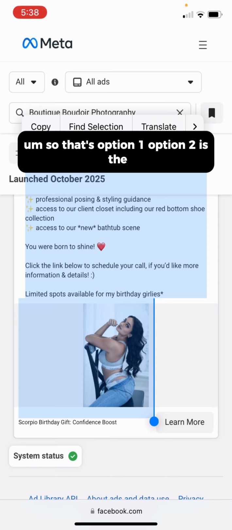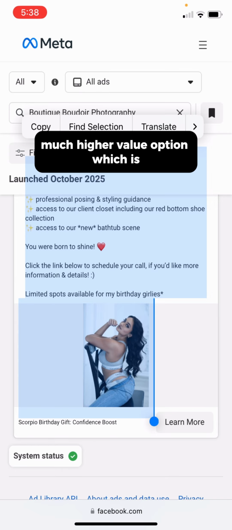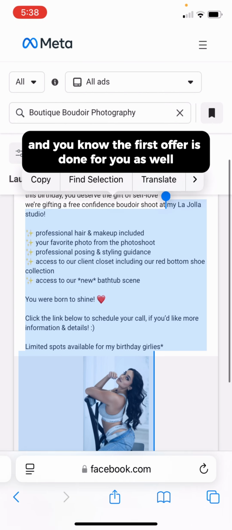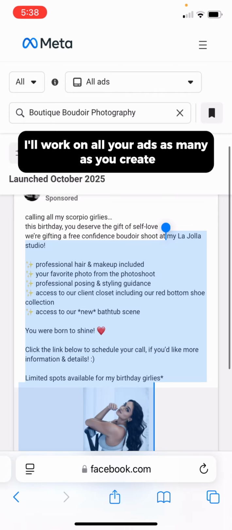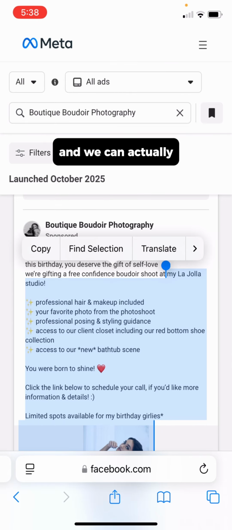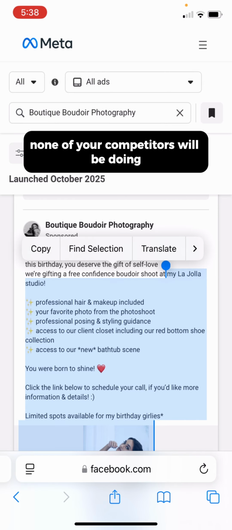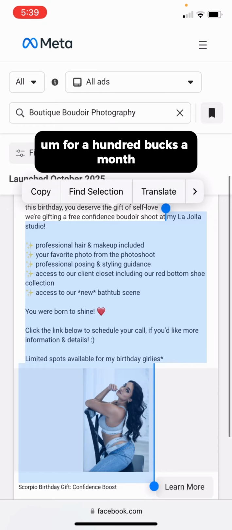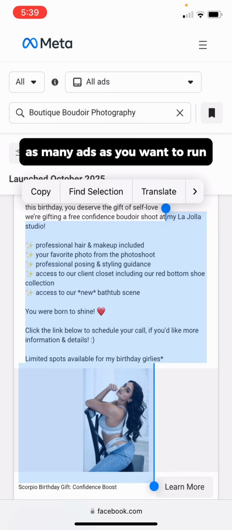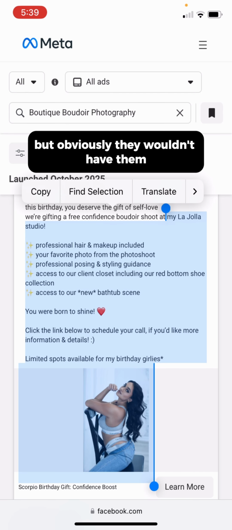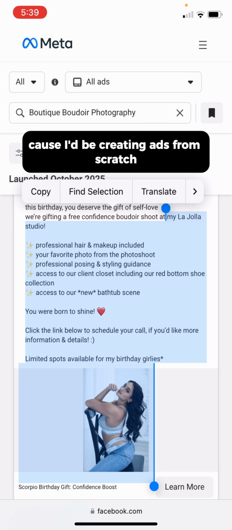So that's option 1. Option 2 is the much higher value option, which is I'll work on all your ads, done for you. And the first offer is done for you as well. But I'll work on all your ads, as many as you create. And we can actually scale specific messages into your entire city, which none of your competitors will be doing, for $100 a month. As many ads as you want to run, as many fixes as we need to fix the 10 mistakes, but obviously they wouldn't have them because I'd be creating the ads from scratch.